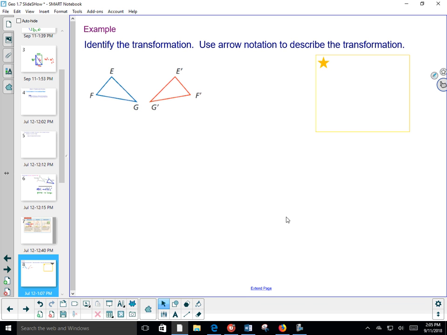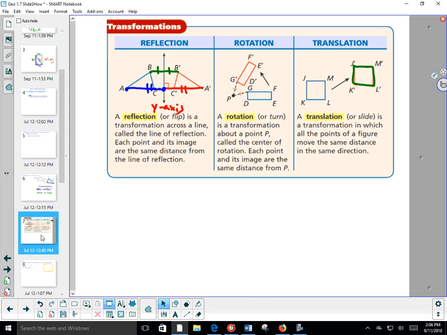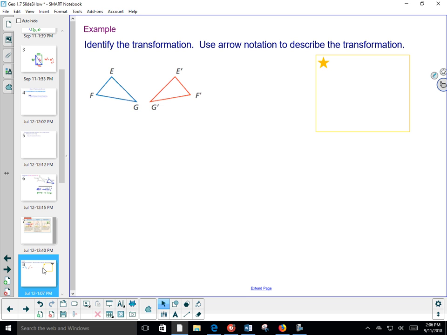Okay? Moving on. So in this case, it says identify the transformation. Use arrow notation to describe the transformation. So this is really asking you to do two different things. First, can we identify the transformation? Is it a reflection, a rotation, or a translation? What do you think here? Is this a reflection, a rotation, or a translation?